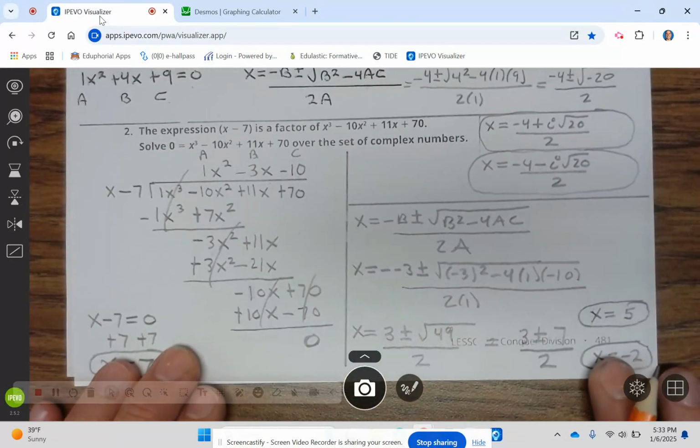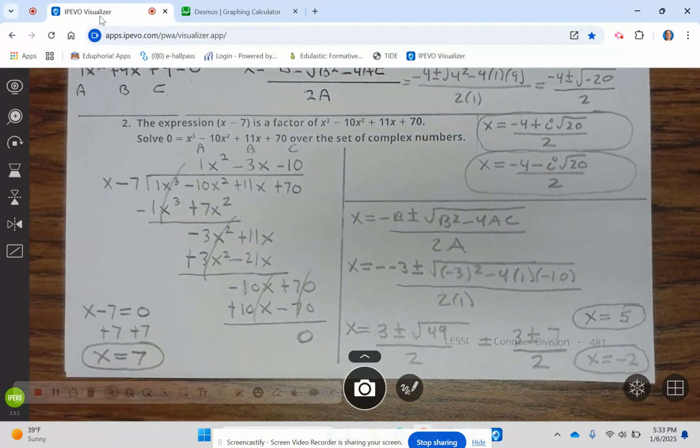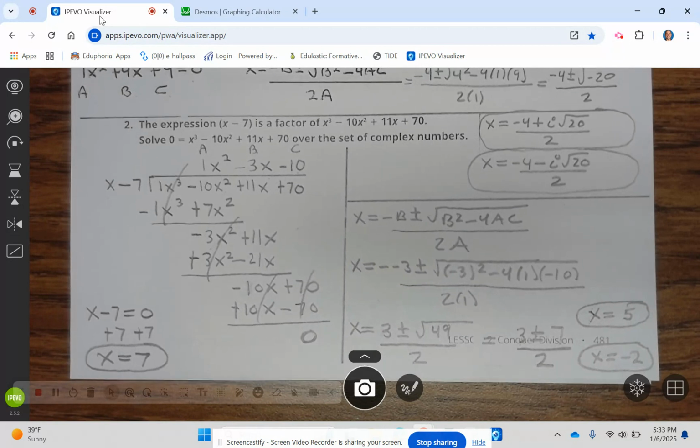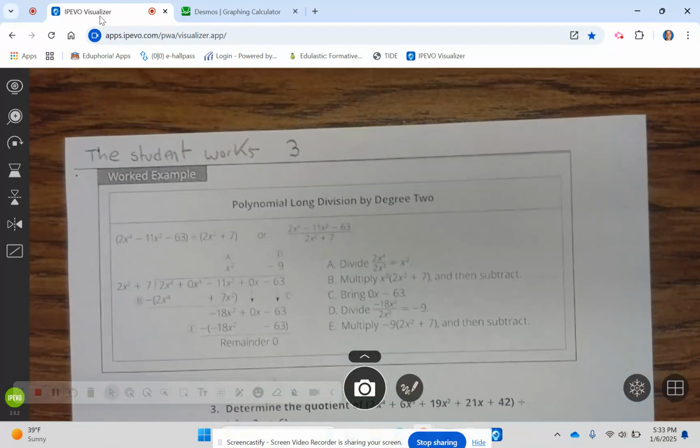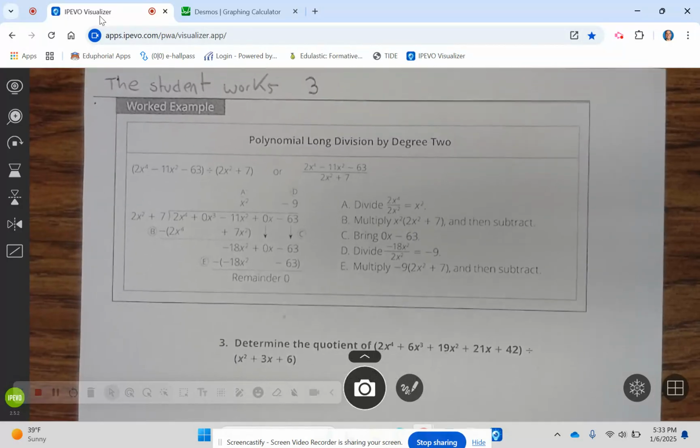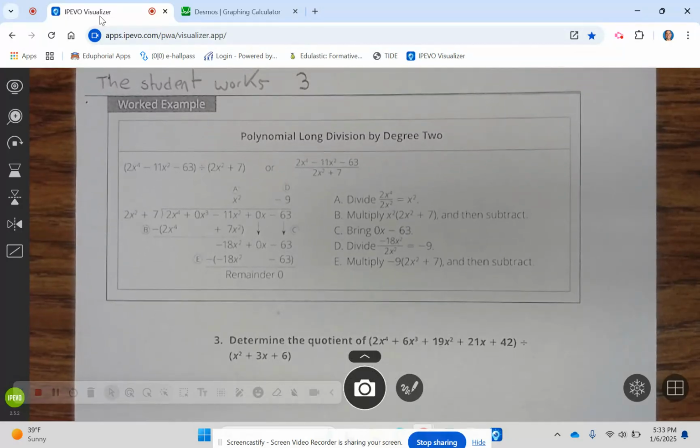All right, go ahead and finish up number 2. All right, let's take a look at the next page. The student works 3. So go ahead and finish up your notes, start working on that problem, and have a wonderful Wildcat day.